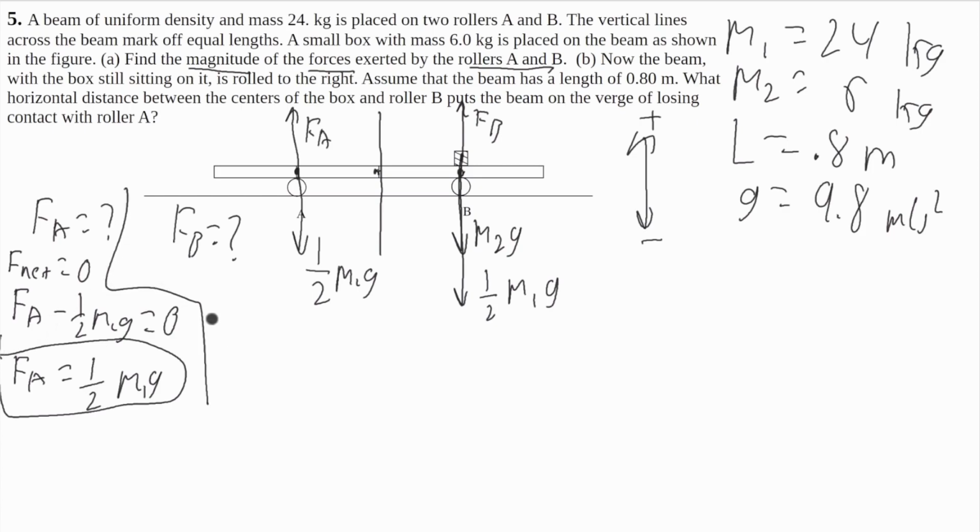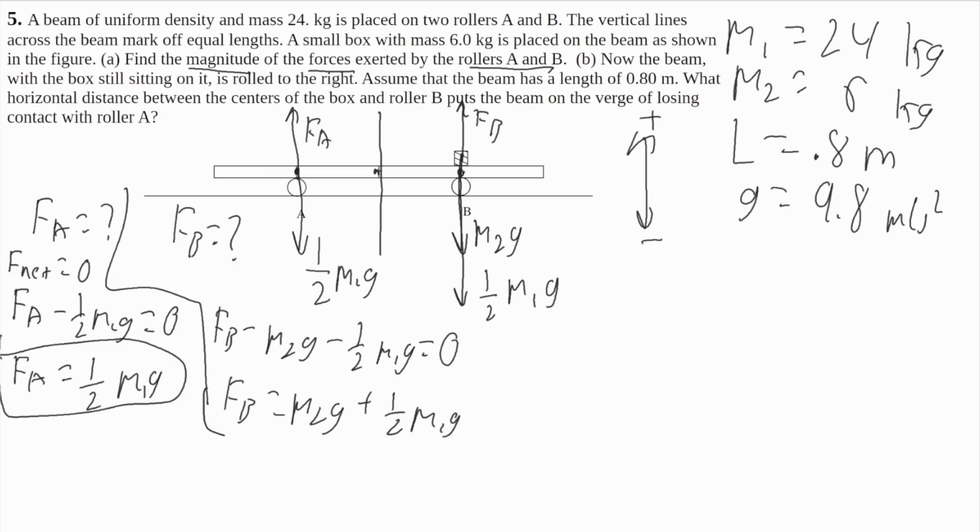Now for B, we have m2g and 1/2 m1g. So it'll be FB minus m2g minus 1/2 m1g is equal to 0. So FB is going to be equal to m2g plus 1/2 m1g. And that's your answer for B.